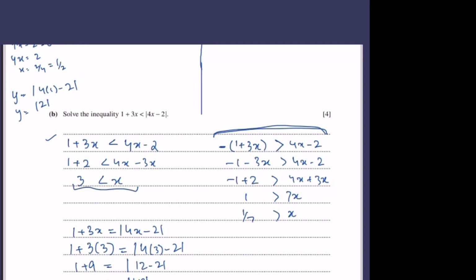Now on to this one. So 1 plus 3 into 1 upon 7 is equal to modulus of 4 into 1 upon 7 minus 2.